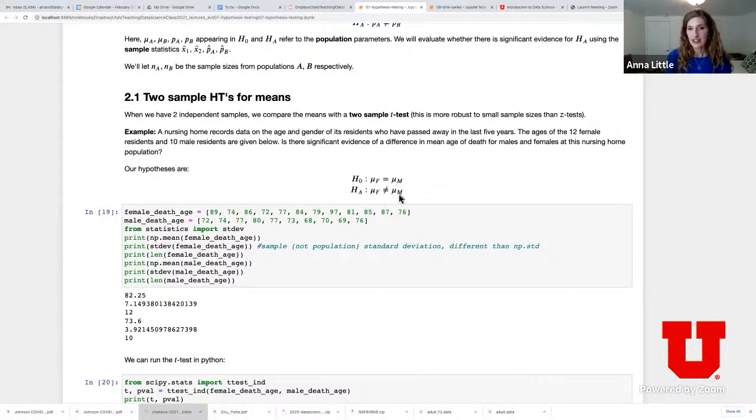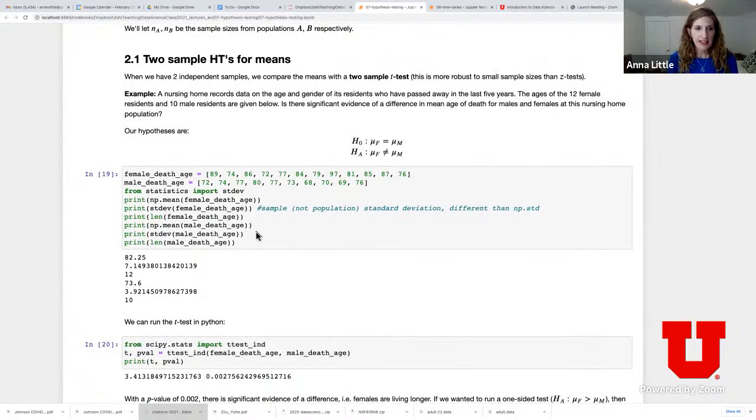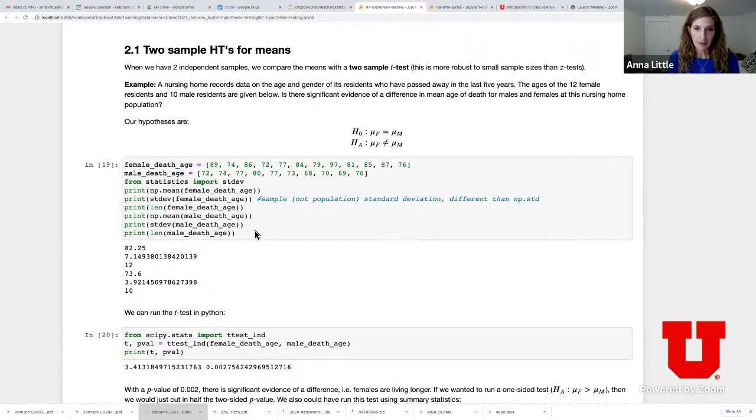And then the alternate is that they are not equal, because the question didn't ask specifically, is there evidence females live longer? It just asked, is there a difference? Okay, so let's see how we could actually do this in Python.